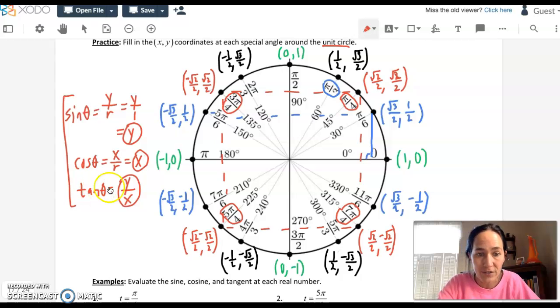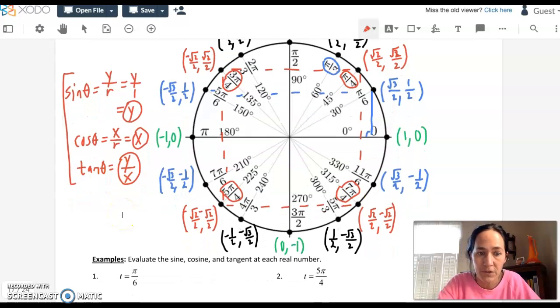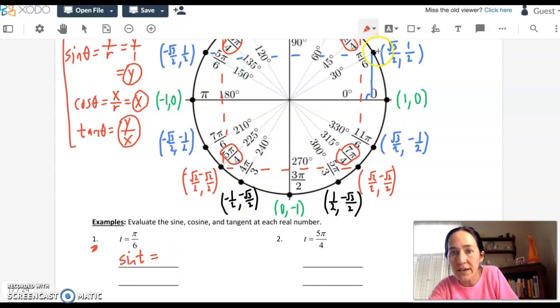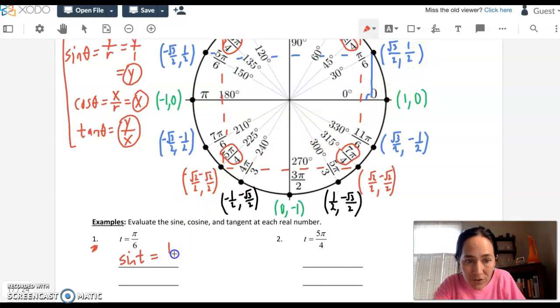So if I ask you, well, let's try one of these examples underneath. If I say go to pi over 6, go to 30 degrees for me. And could you get me the sine, the cosine, and the tangent? Let's start with sine. So sine, I'll write sine of t, just the real number t. Well, here goes nothing. We go to pi over 6. We've got an x, a y. We know r is 1. So the sine is going to be the y value. The sine gets to just be the number 1/2.